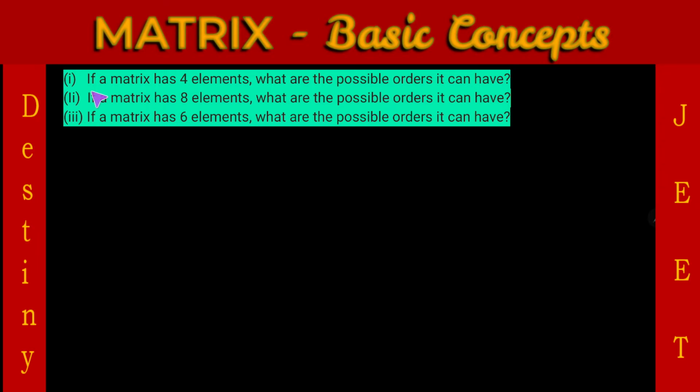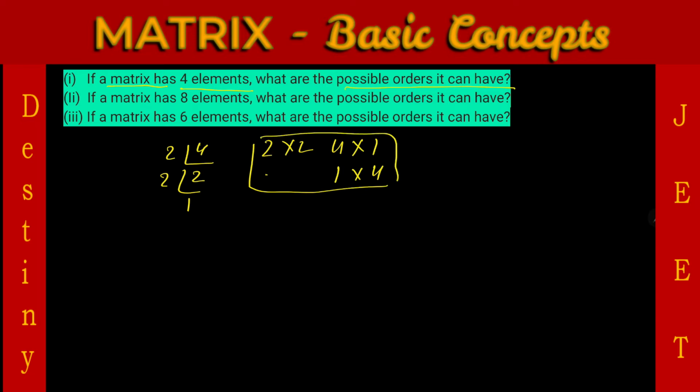Problem number 1. If a matrix has 4 elements, what are the possible orders it can have? Let's see how to find out. Divide 4, find the factors, like how we find the prime factors: 2, 2, 2, 1. We make 2 groups. It can be 2 into 2, or 4 into 1. Now you do the opposite also. Here 2 into 2 remains the same, but here 1 into 4. So these are the possible orders of the first matrix.